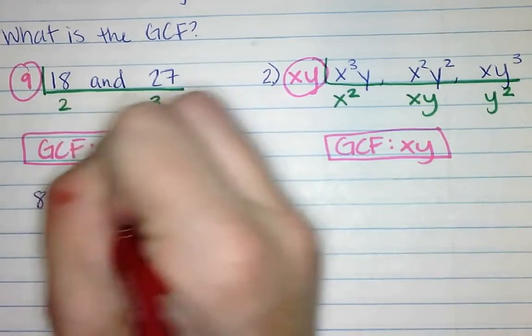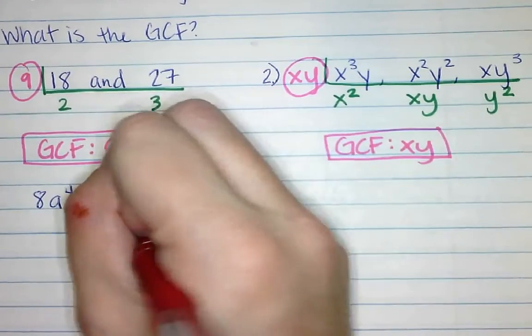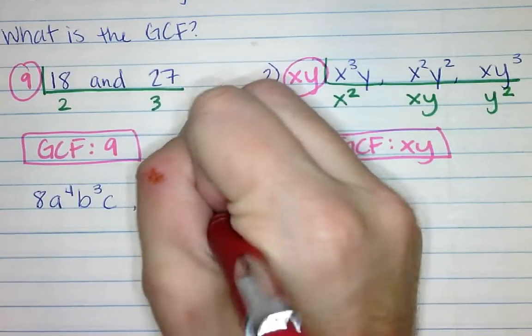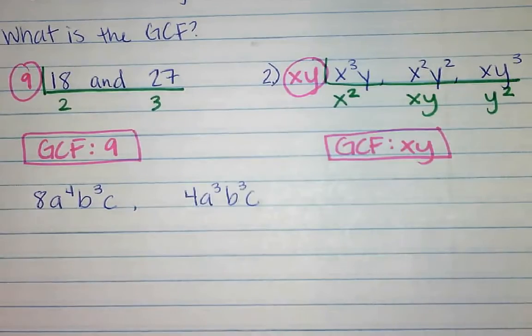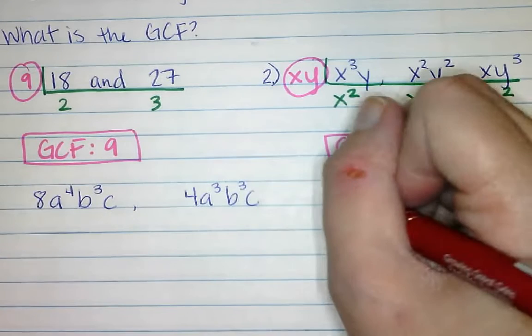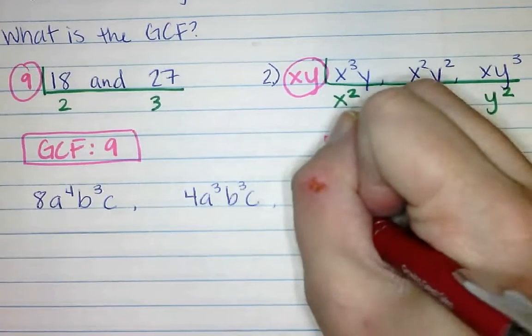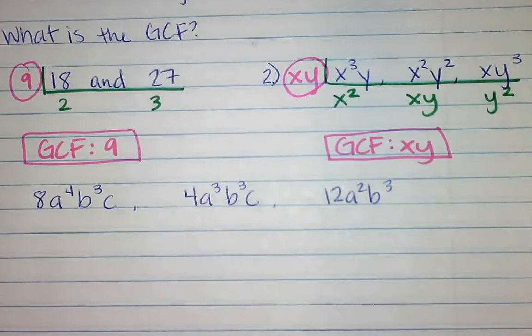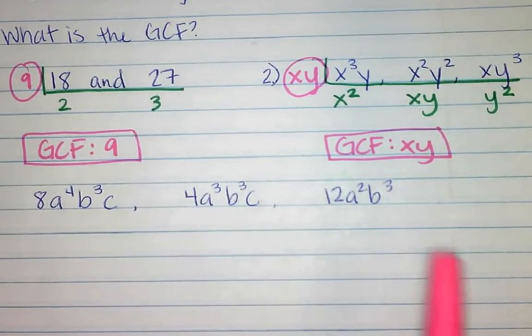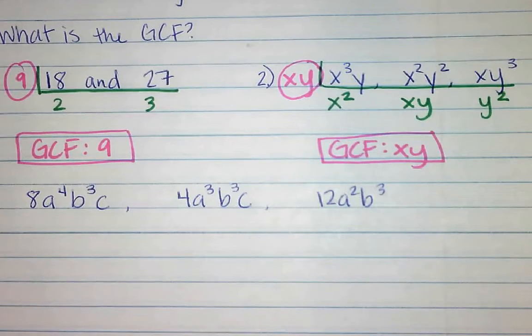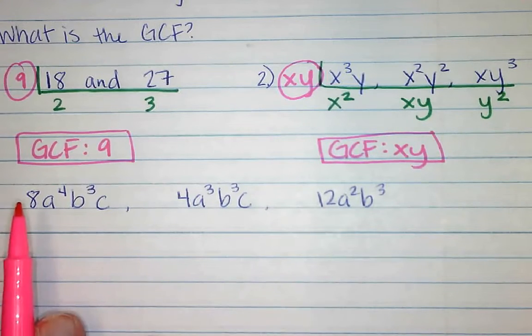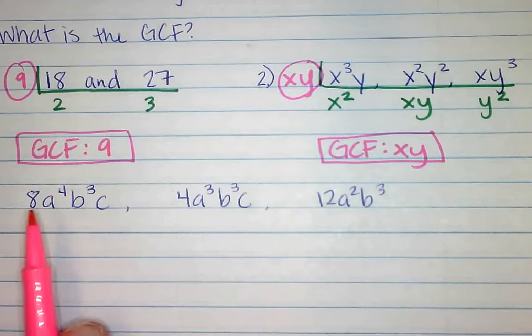All right? So if we do 8a^4b^3c, see? We want to find the greatest common factor between these three terms. We've got 8a^4b^3c, 4a^3b^3c, and last but not least, 12a^2b^3. Okay? So guys, on these three, what is my greatest common factor, y'all? What is the greatest common factor? Let's start with our number. Well, 2, but also, can we go bigger than that? Yeah, we can go with 4.